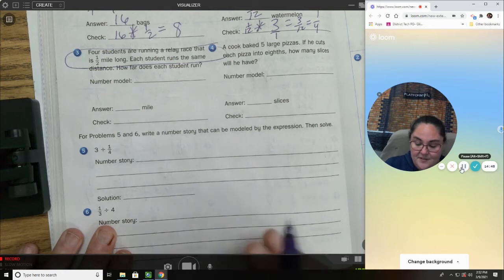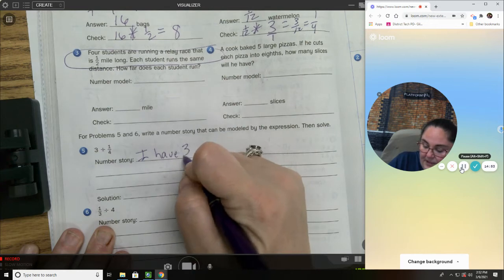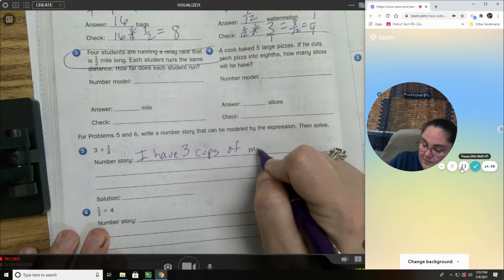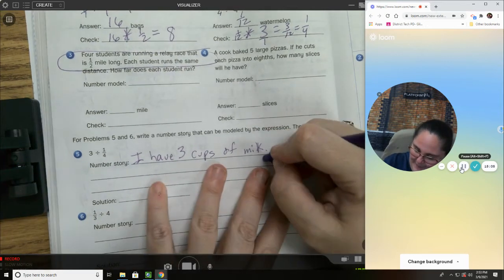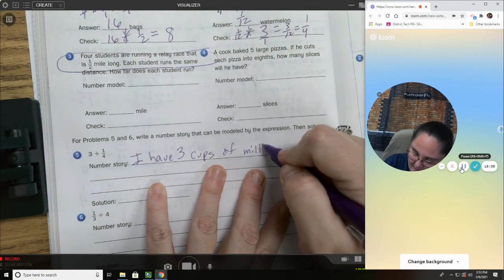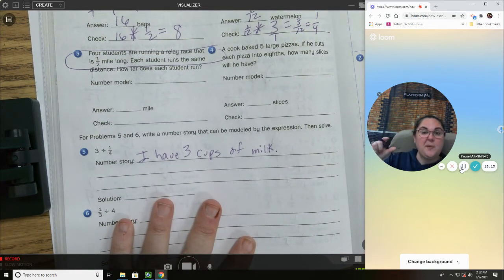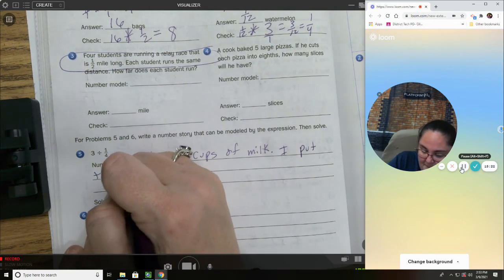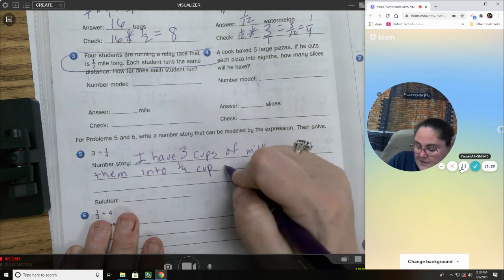Okay, I have 3 cups of milk. Might help if I spell milk correctly. I have 3 cups of milk. Dividing by 1/4. So maybe for Lincoln, I'm going to put them in 1/4 of a cup containers because he doesn't drink a whole lot at a time for dinner, especially. I put them into 1/4 cup containers.